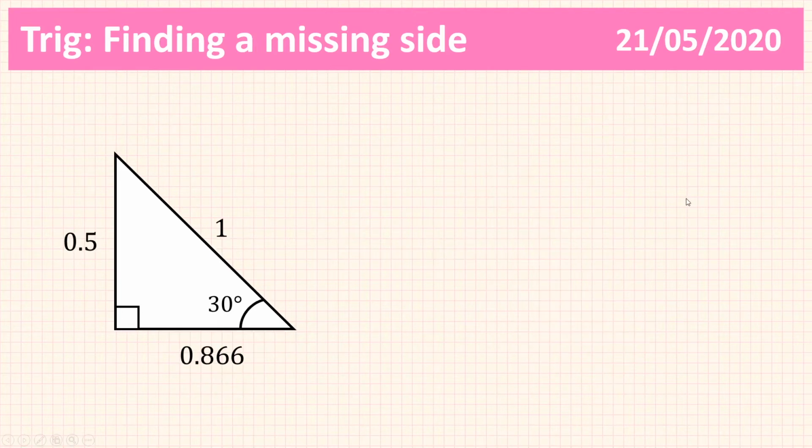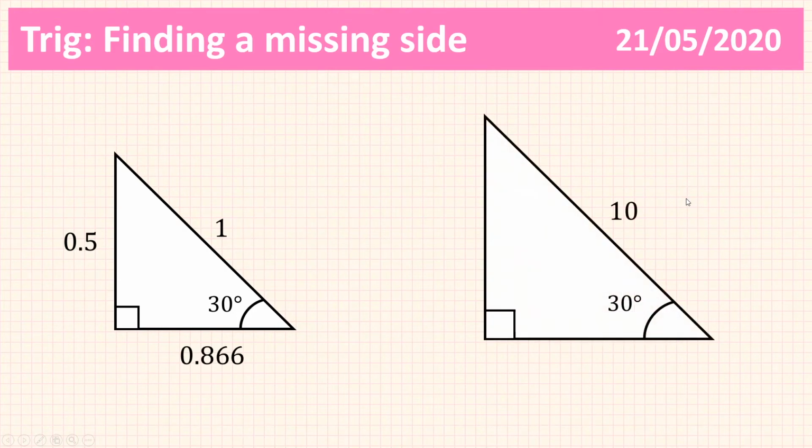Right, we'll try another one. What's happened between these two triangles? Pause the video and have a go. So we can see that if we look at the two hypotenuses, they have been made 10 times bigger. So the hypotenuse in the first triangle was 1, hypotenuse in the second triangle is 10. So that means that each of the sides was made 10 times bigger.